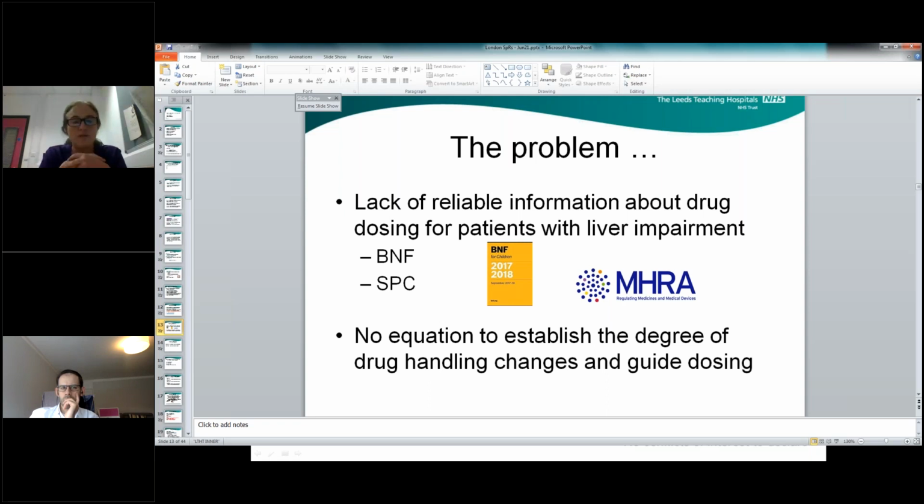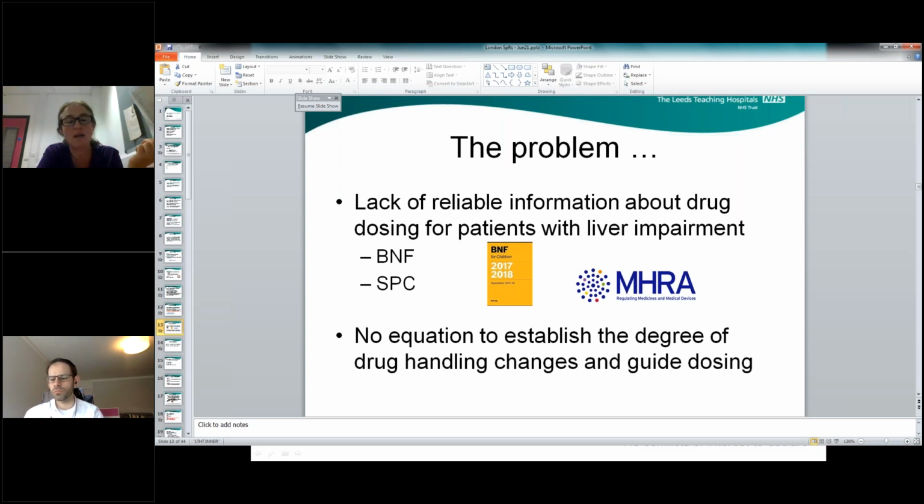And you can find bits of information about drugs that are helpful. They won't give you an answer, but they at least alert you or provide you with some of the information that you need to help make a decision about drug handling and dosing in a patient.